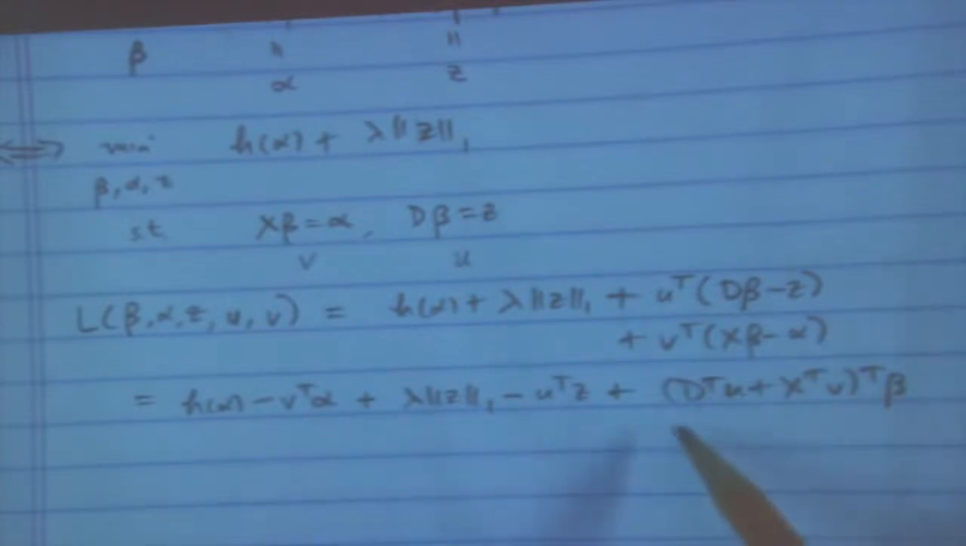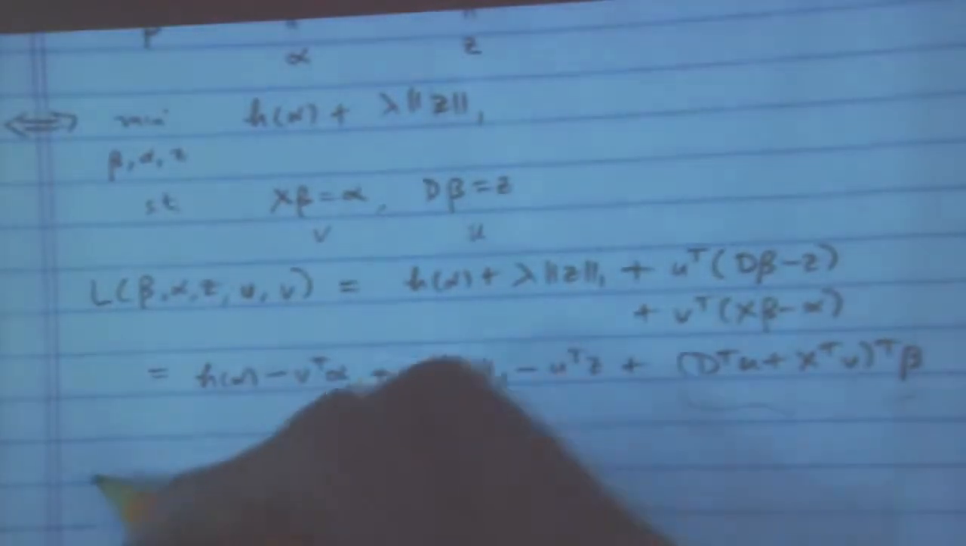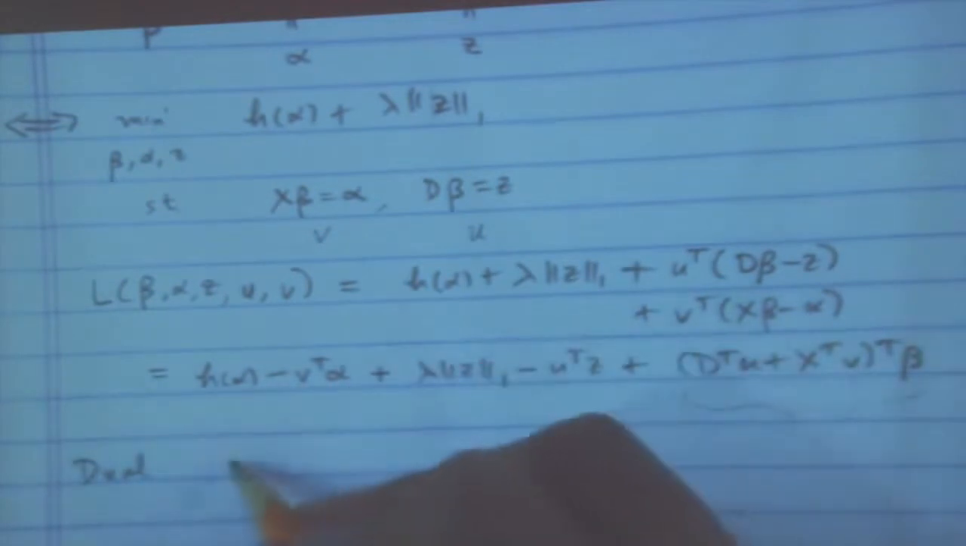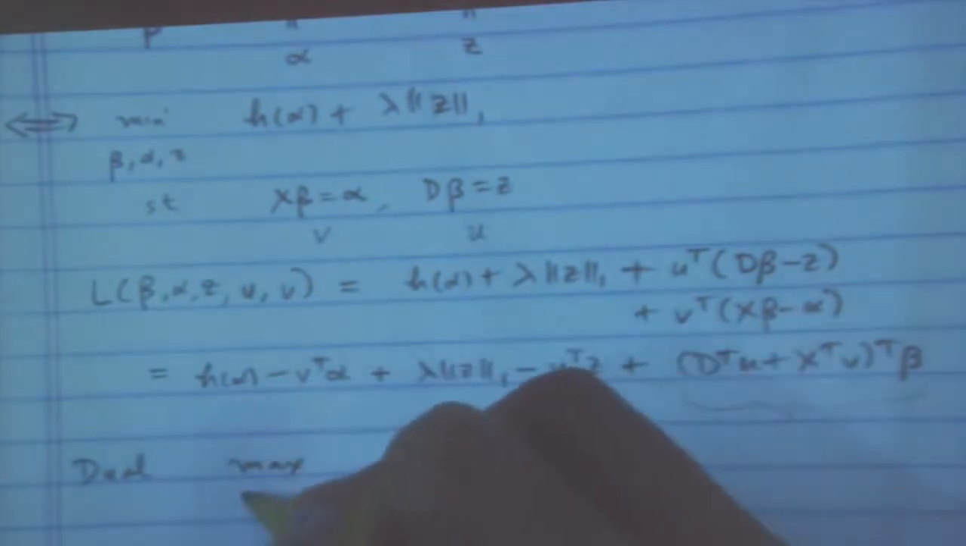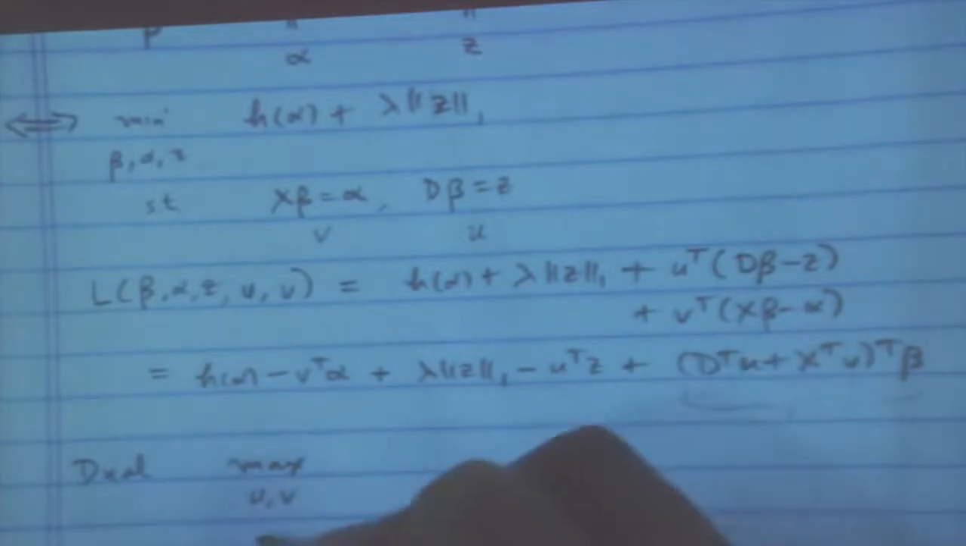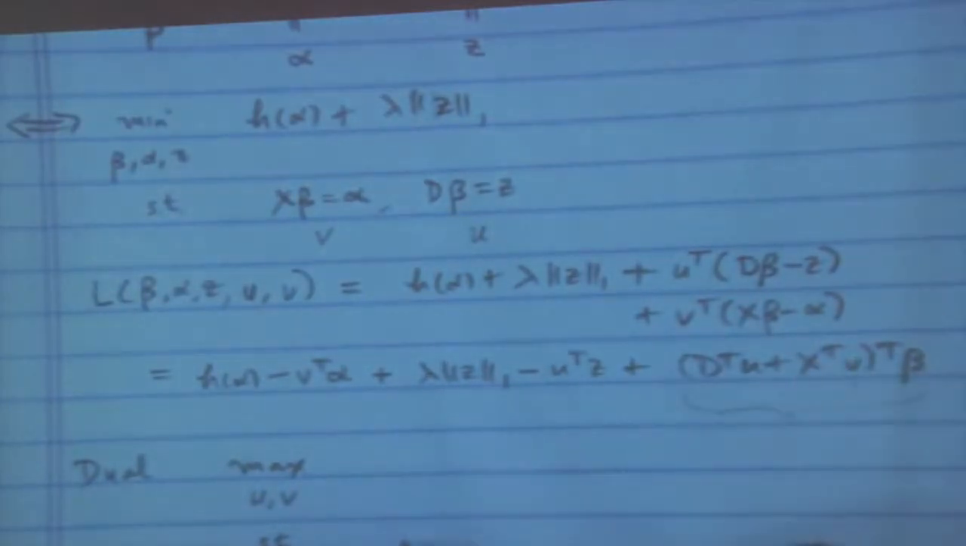Well, immediately we can see, if we minimize this over beta, this is going to be either minus infinity or 0. So minimizing this over beta is going to give us an indicator function. Or equivalently, it's going to give us a constraint in the dual that says that d transpose u plus x transpose v has to be equal to 0. So the dual problem is to maximize over my dual variables, which are u and v, and from this part we get a constraint that says that d transpose u plus x transpose v has to be equal to 0.